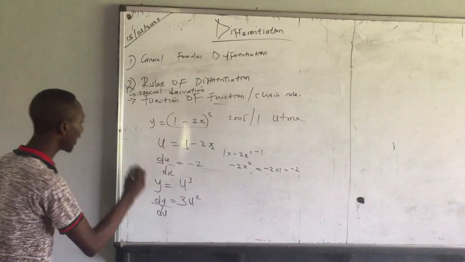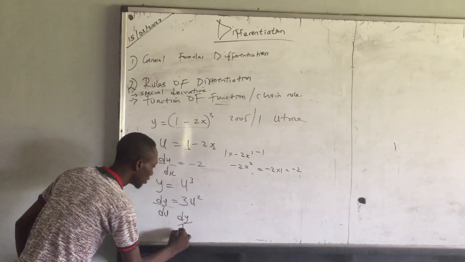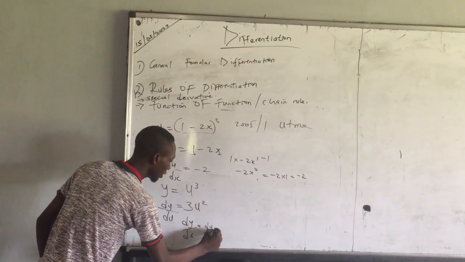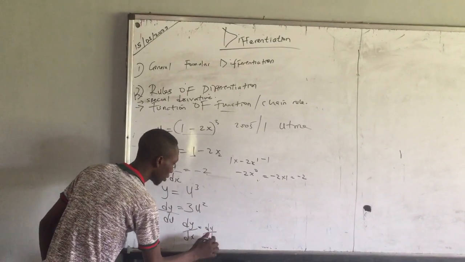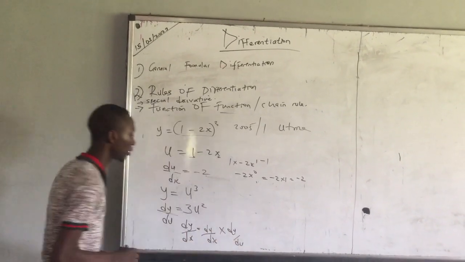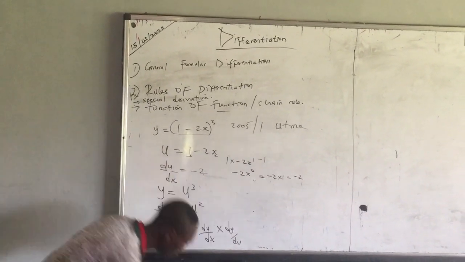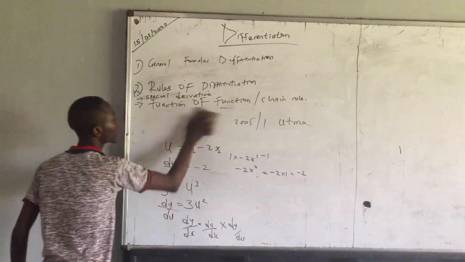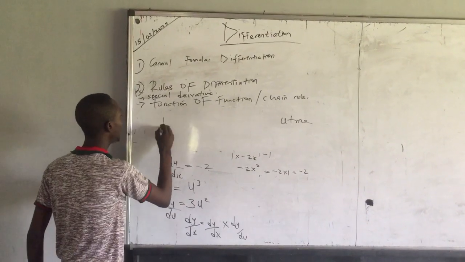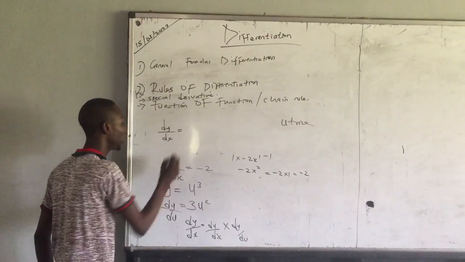So now remember that dy/dx for a function of a function is what? Just du/dx times dy/du. That is just it. So that's the formula. So how do we apply it? It becomes dy/dx for that question we are solving.